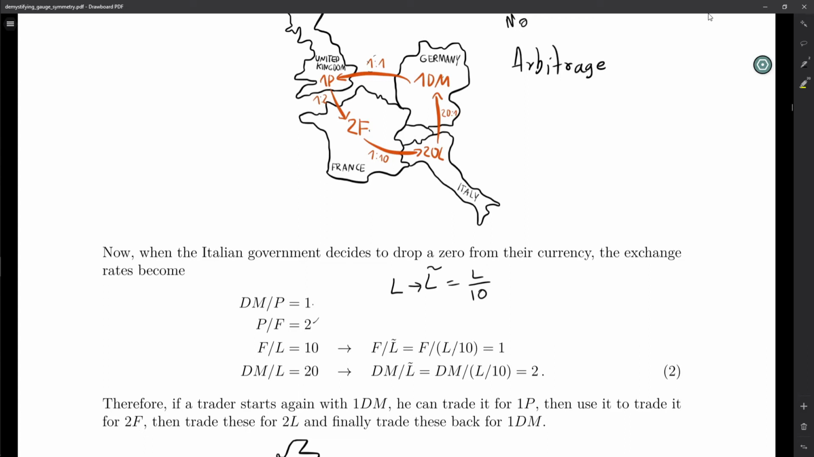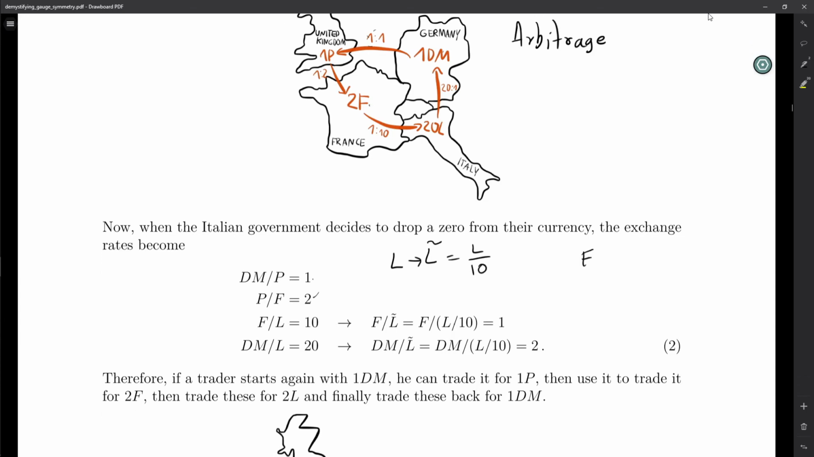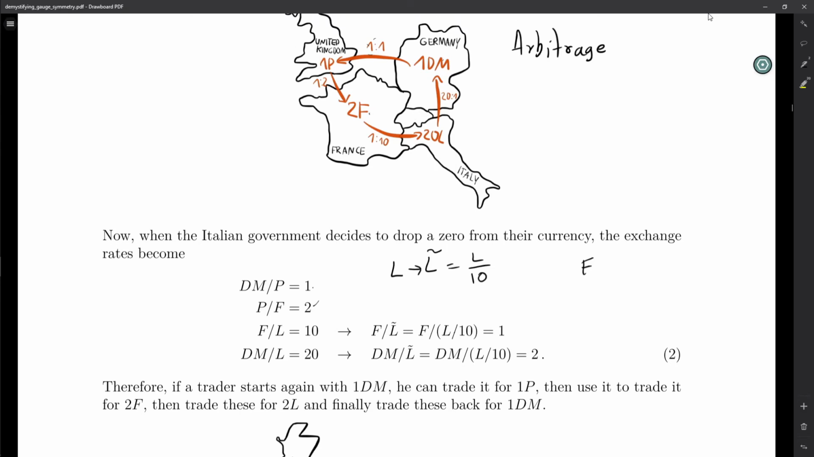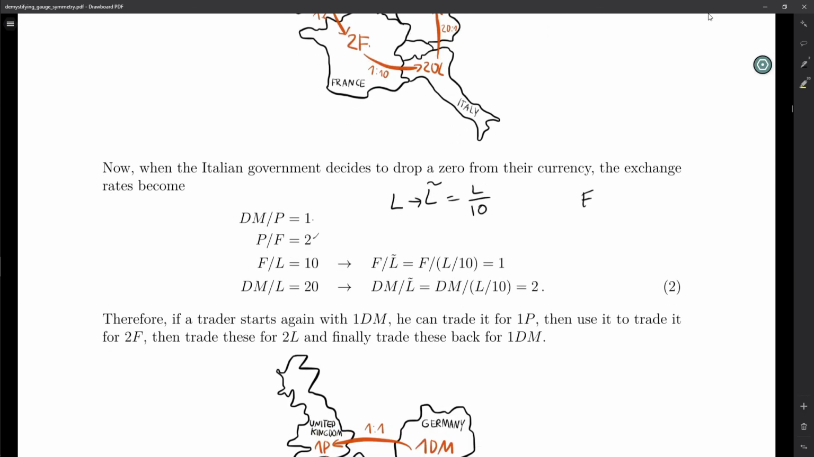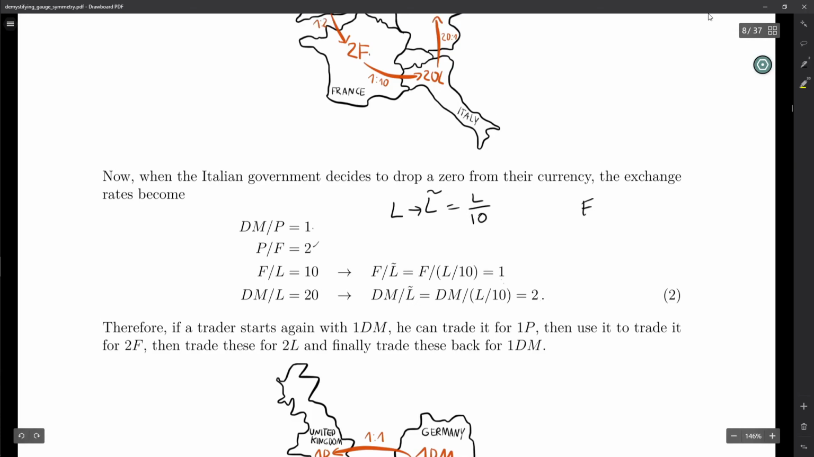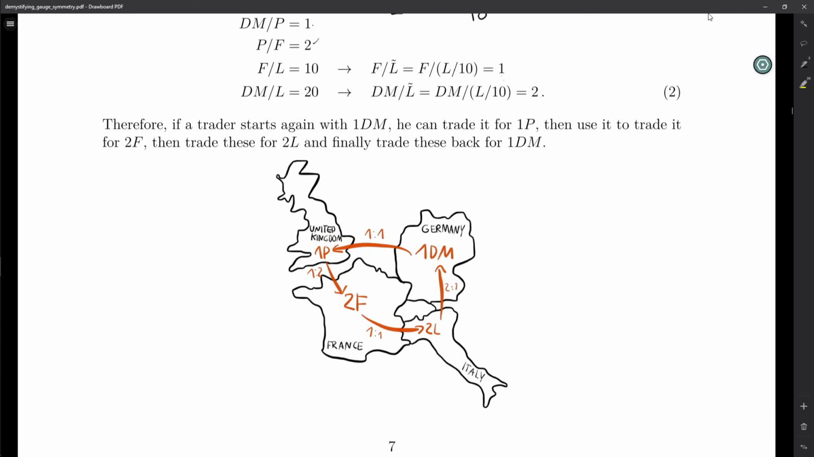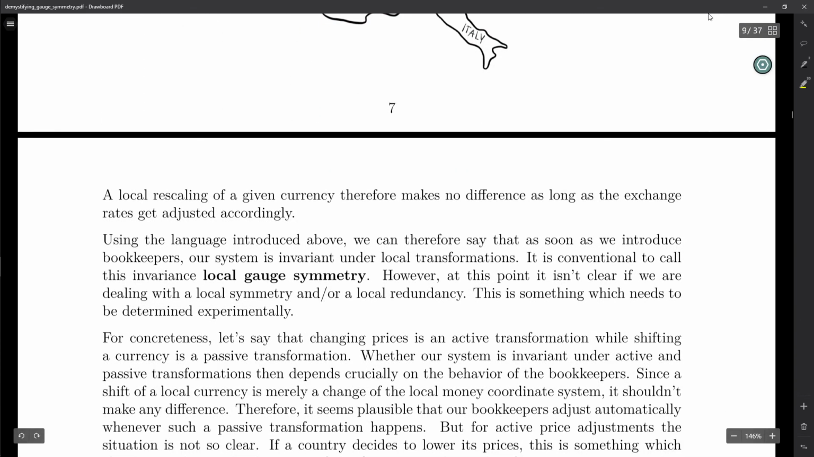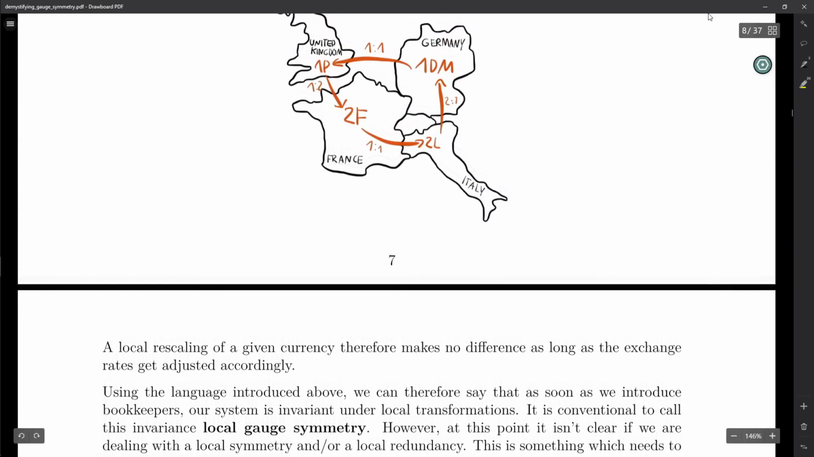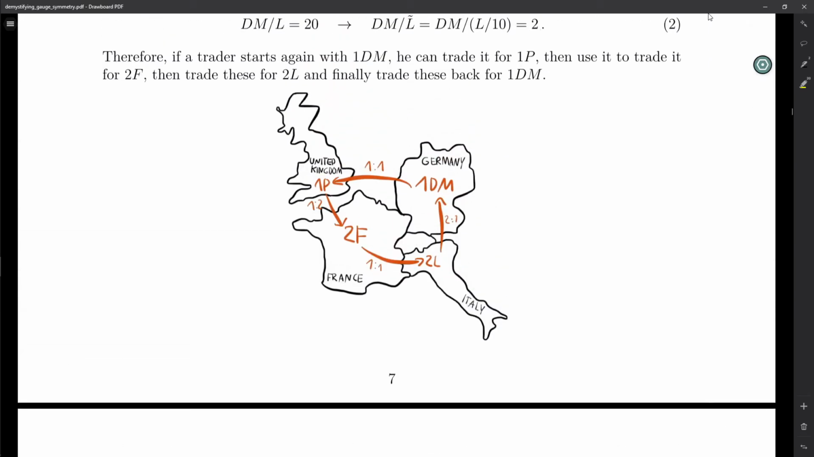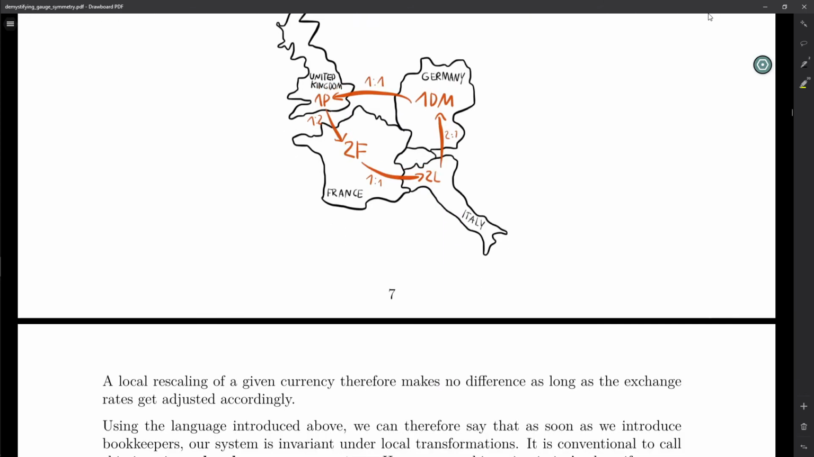If you work this out, you can see that this ratio would be decreased. And the beauty of this is that this ratio automatically gets adjusted. You still end up with a 1:2 over here, and basically the loop remains the same. And this is what is called a local gauge symmetry, because we've only changed the way currency works at one point, and that has not made a change to the system at all.